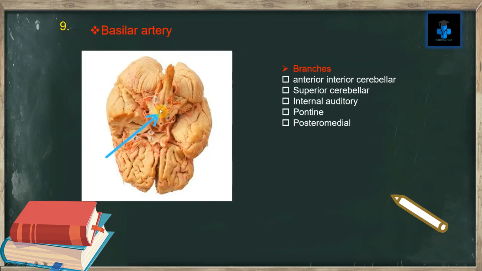Ninth spotter is basilar artery. The branches of the basilar artery are number 1, anterior inferior cerebellar branch. Number 2 is superior cerebellar branch. Number 3 is internal auditory branch. Fourth branch is pontine branch. And the fifth one is posteromedial branch.